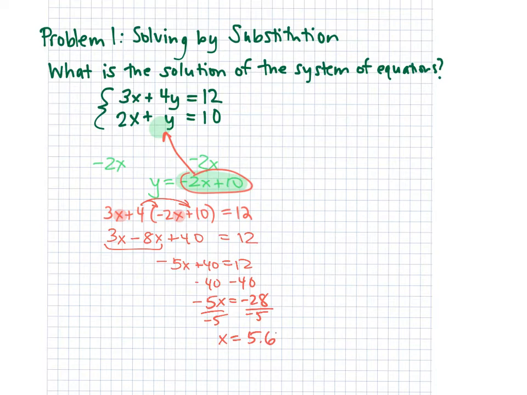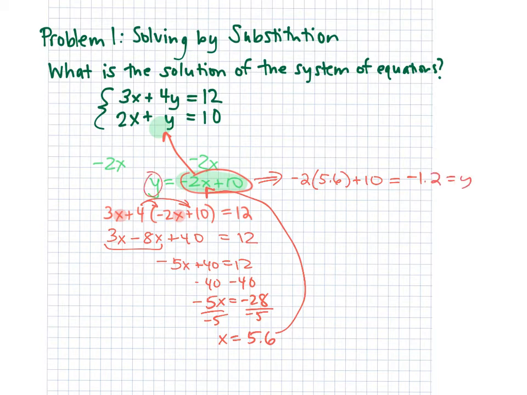Okay, and then we're going to plug this x back. Once we have a value for x, we're going to plug it into the one we solved for y in. So then negative 2 times 5.6 plus 10. This equals, if you just use a calculator, negative 1.2. So that is my y, right, because this is solved for y.